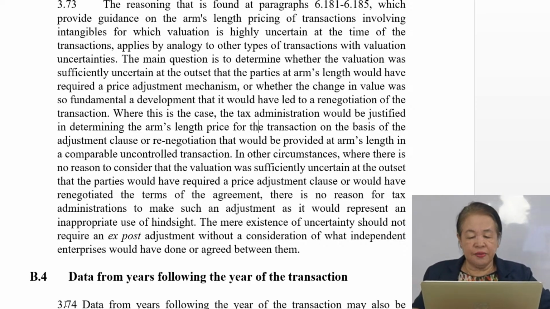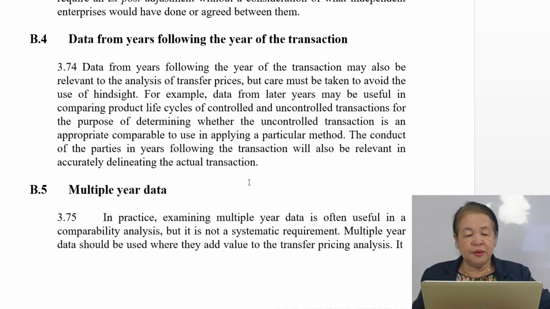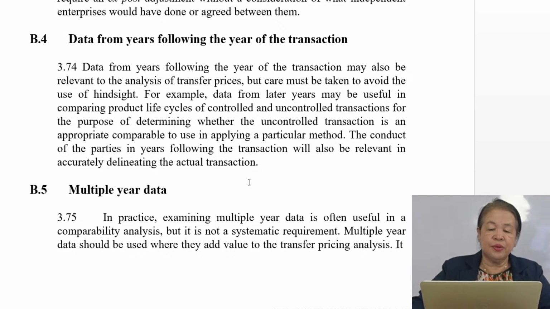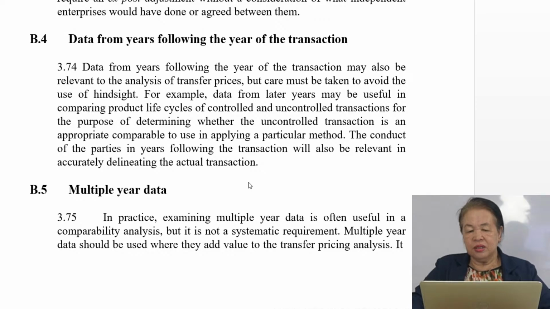So, data from years following the year of the transaction. Data from years following the year of the transaction may also be relevant to the analysis of transfer prices, but care must be taken to avoid the use of hindsight. So for example, data from later years may be useful in comparing product life cycles of controlled and uncontrolled transactions for the purpose of determining whether the uncontrolled transaction is an appropriate comparable to use in applying a particular method. So very careful, because that is the use of hindsight.